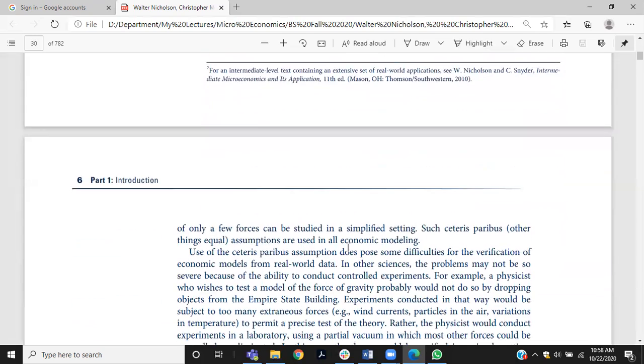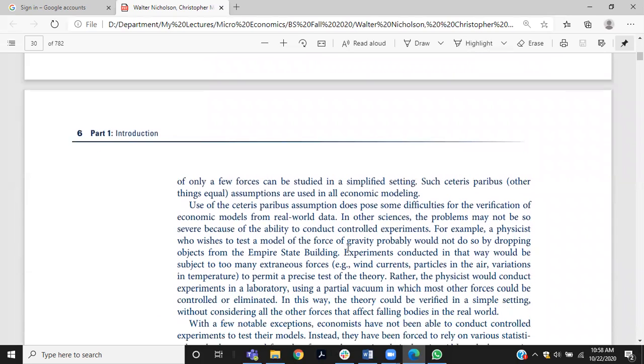In this way, the effect of only a few forces can be studied in a simplified setting. Such ceteris paribus assumptions are used in all economic modeling.